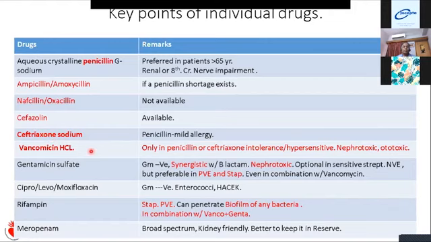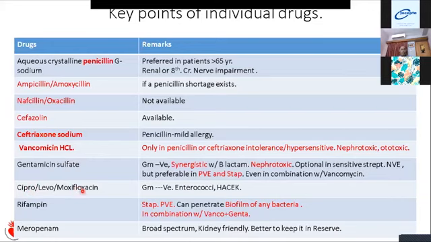Then vancomycin is a choice. But vancomycin should not be used as a first choice of drug. That is only indicated when penicillin or ceftriaxone is not tolerated or there is hypersensitivity. It is also nephrotoxic, so it should not be used with gentamicin. But in some cases it is very essential to eradicate the infection, especially Staphylococcus infection in prosthetic valve endocarditis. Gentamicin sometimes may have to be added with vancomycin, and as I have already described, there is a synergistic effect of gentamicin with vancomycin.